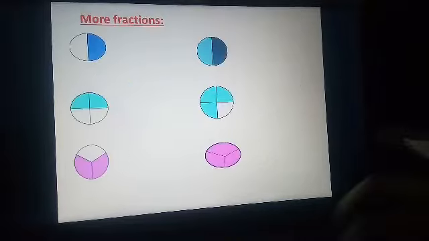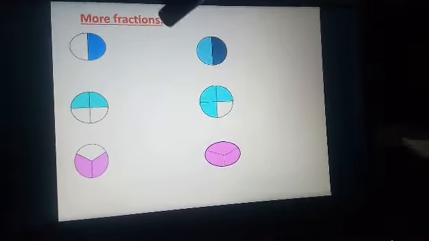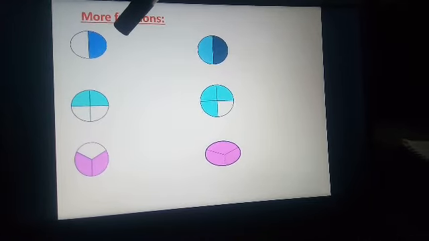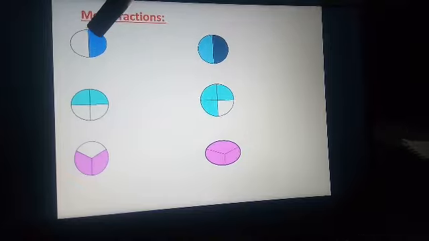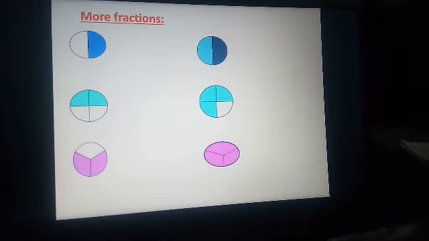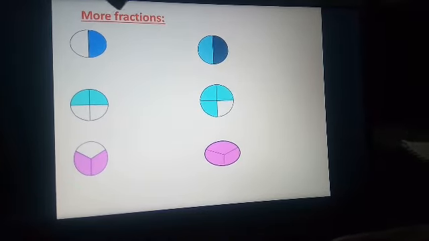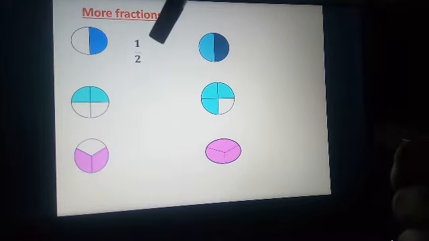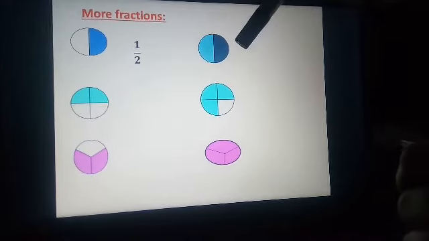Let's continue. Let's write a fraction again. How to write it as a fraction? I will make a small line. What number will I write up? 1, the number of colored parts. What will I write down? The number of all parts. Let's count them. 1, 2. It will be half.